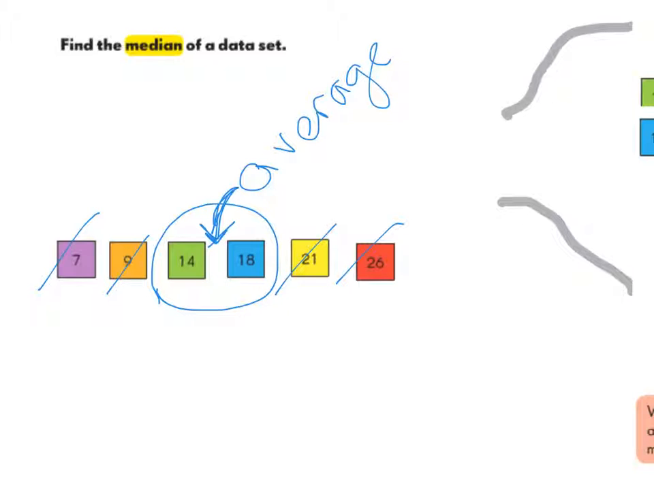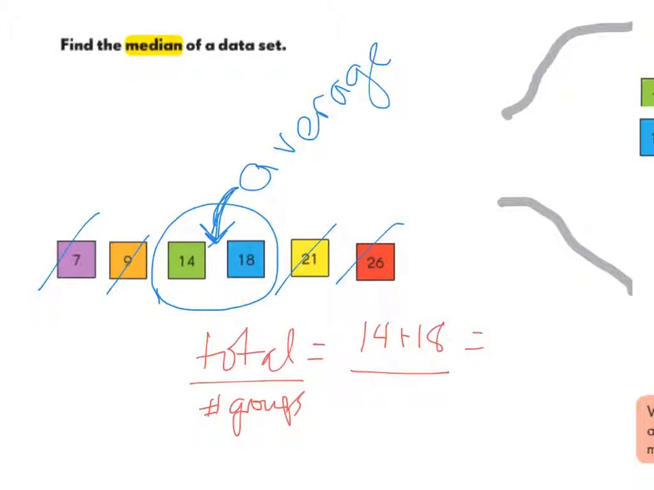How do you find the average? You know how to do this. First, we have to have the total divided by the number of groups. Right? So what's the total? 14 plus 18 is 32. Right? And the number of groups, we have 2 numbers, that's 2 groups. 32 divided by 2 is 16. The middle number between 14 and 18 is 16.